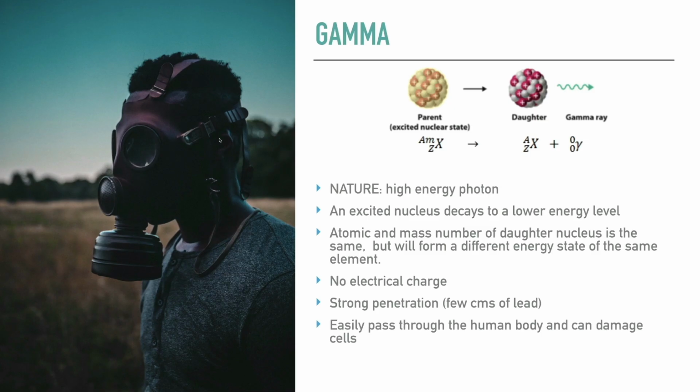It can easily pass through the human body and can damage cells. So whilst it's not ionizing, it's got extremely high energy, and that can damage our body cells. And it travels at the speed of light. So there is the information about gamma radiation. Pause the video now and pop it into your table.